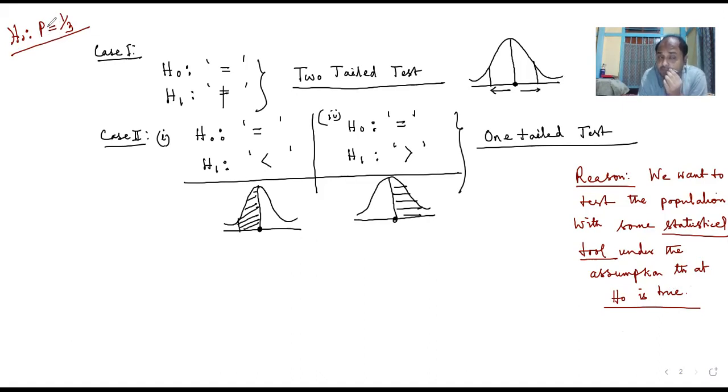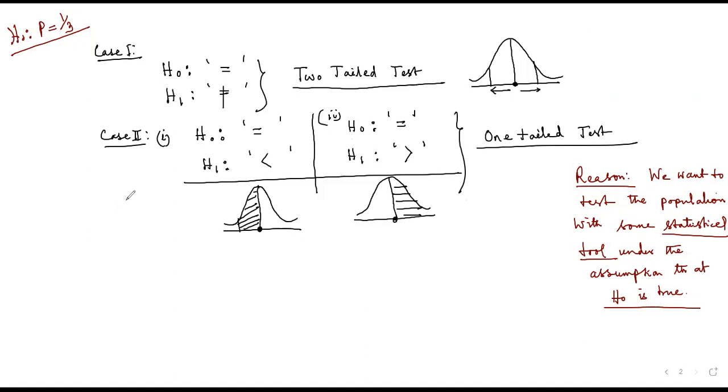Now, since you have assumed that capital P equals 1/3, you will be able to put capital P in the formula. But if you interchange the not equal to symbol and equal to symbol, then since you are testing under the assumption of null hypothesis, you will not be able to put the value of capital P into the respective formula. And that's why equality signs are always present in the null hypothesis and not in the alternative hypothesis. Okay, so remember this particular point.